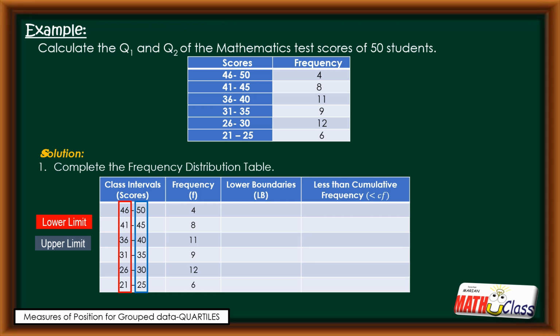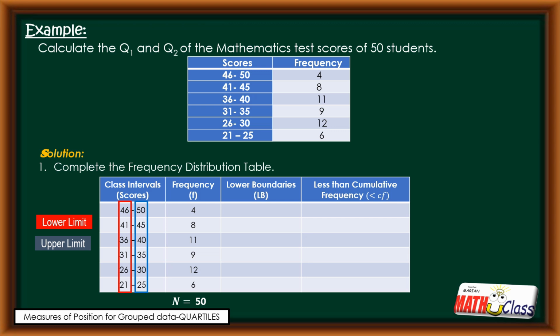To get the value of n, we will sum up all the entries in the frequency column. The sum of 4, 8, 11, 9, 12, and 6 is 50. So the value of our n is 50.